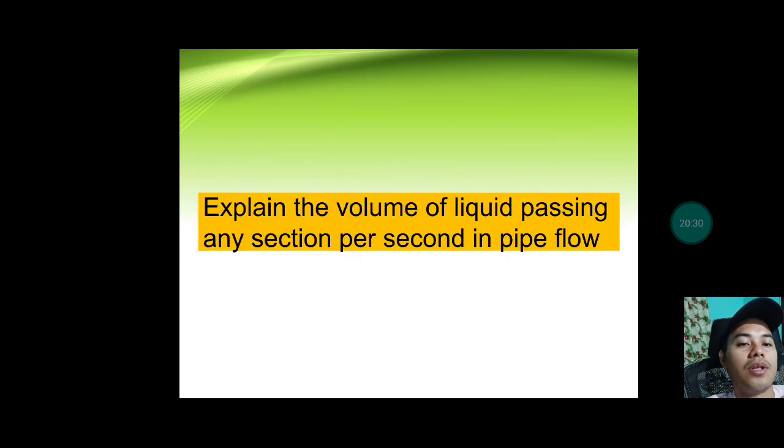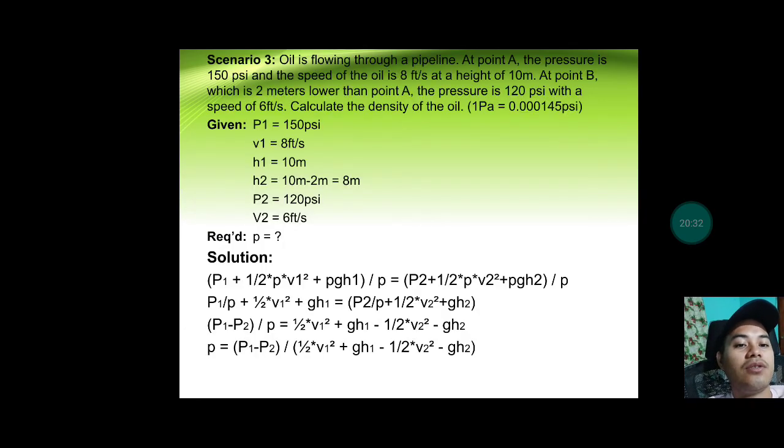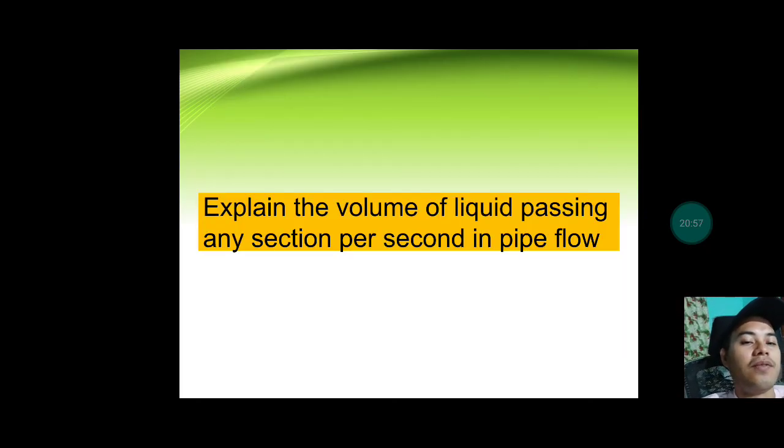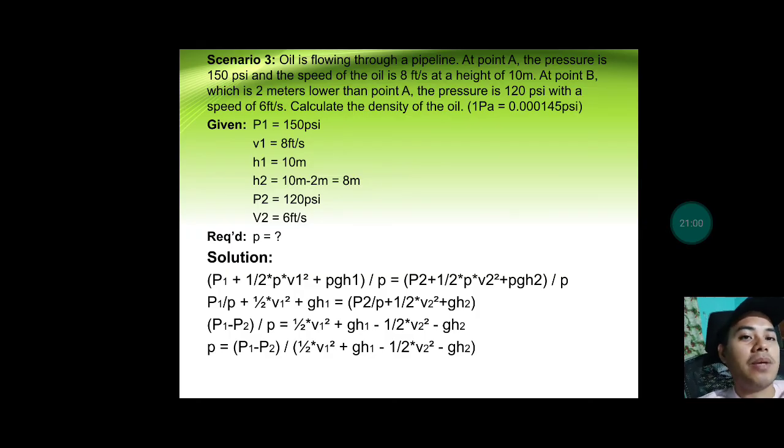Oops, there is no answer in my slide, so you can compute it by yourself on your calculators. Okay, the formula was already given, so you can answer it by putting the values in their respective places. Okay, so that's it for all the sample problems for Bernoulli's equation.